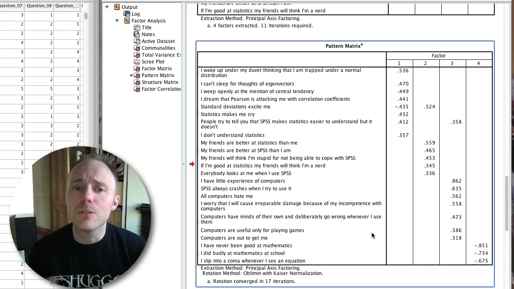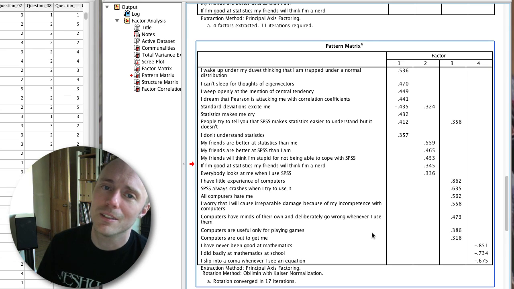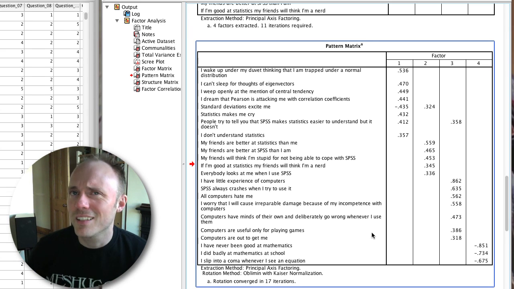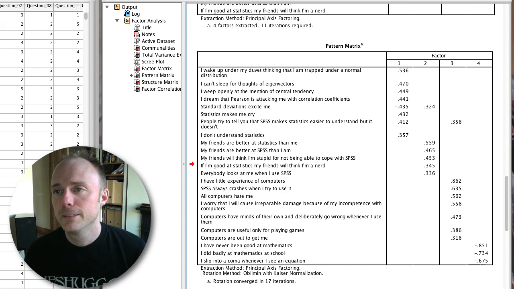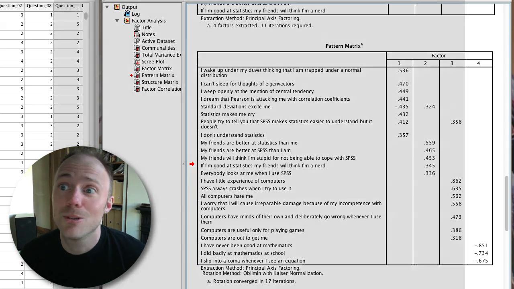And yes, don't ever feel like you're trapped under your duvet and that it's a multivariate normal distribution trying to crush you to death. Unless, of course, that makes you happy.